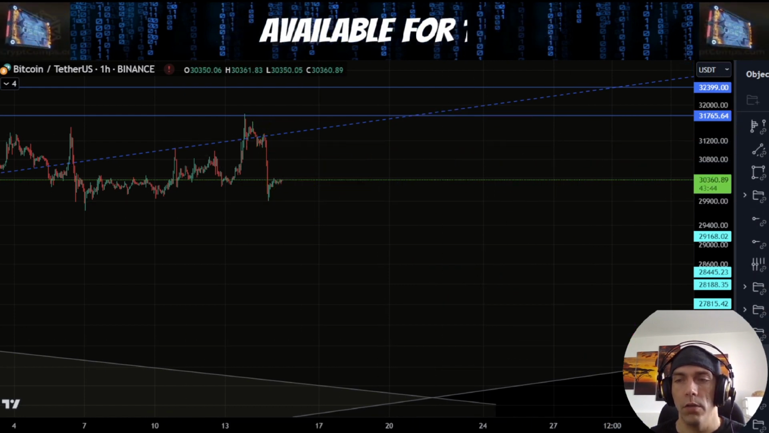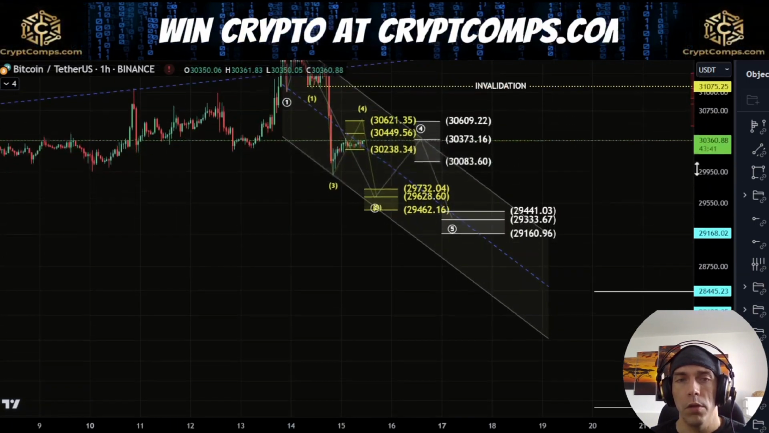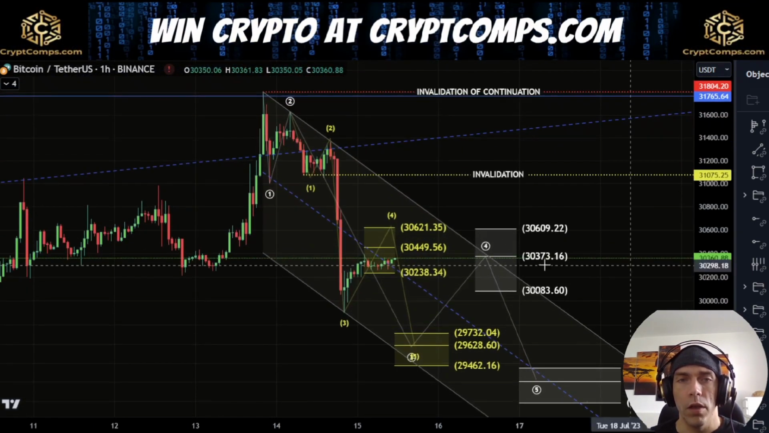Now, the other way we can count this is if we actually take it off the high. What we could say is it's the same idea here. We're looking at the yellow count.